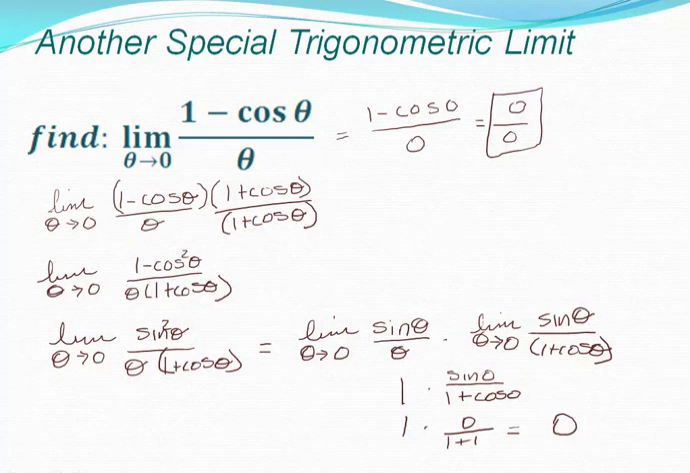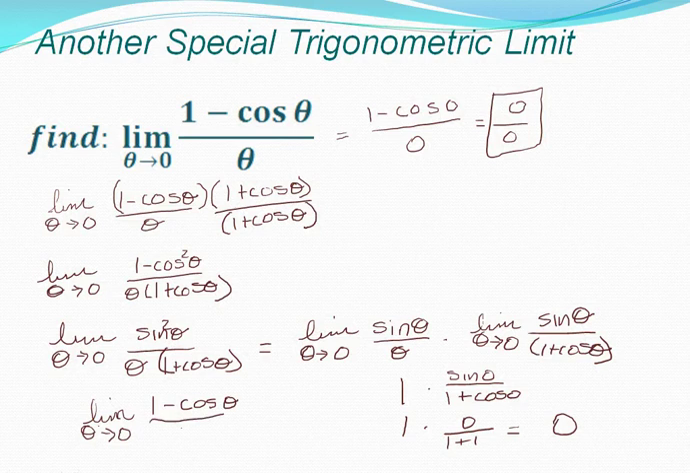So the second very important trigonometric limit that you need to memorize, put it in your flipbook, memorize it just like your trigonometric identities: the limit as theta goes to 0 of 1 minus cosine theta over theta is equal to 0.